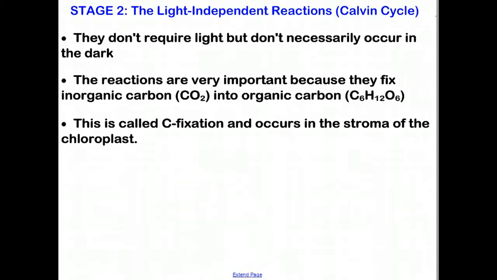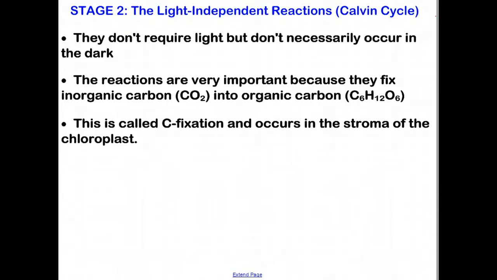So they've renamed this stage the light independent reactions, meaning that it can happen without light, but it can also happen in the presence of light. So it doesn't need light in order for it to happen. And the scientist who discovered all of this was a scientist by the name of Calvin. So it also has the name the Calvin cycle.